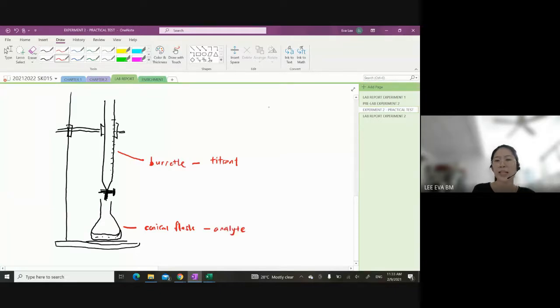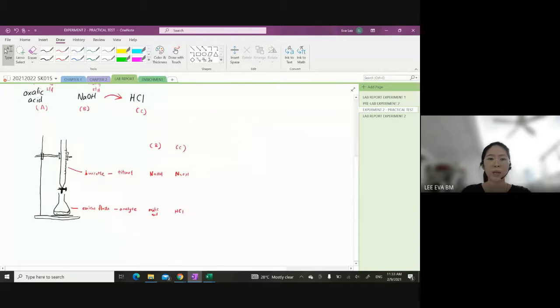So in this case, let's say we do our Part B. Inside the burette is our NaOH. Inside the conical flask is the oxalic acid. For Part C, inside the burette is our NaOH, still the same, but we change the acid in the conical flask. So this is what is extracted from the video. You need to understand what is filled inside the burette and what is filled inside the conical flask.